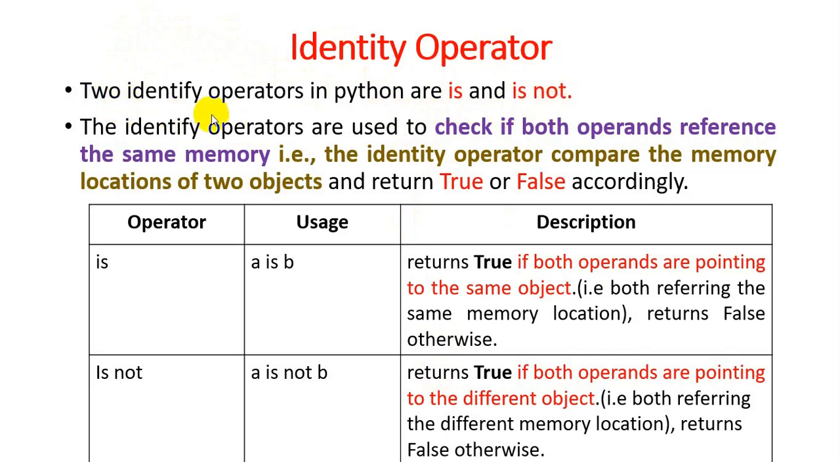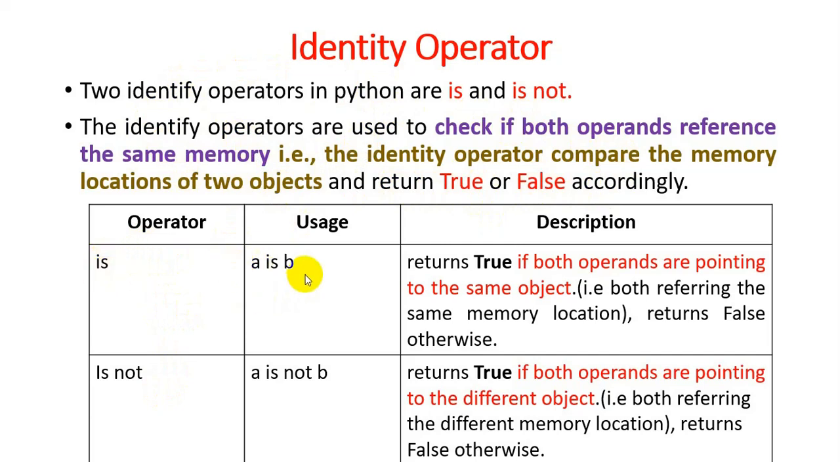The identity operators are used to check if both operands refer to the same memory location. That means identity operators compare the memory location of two objects. They return true or false accordingly. Is and is not are the identity operators. First we will discuss the is operator.